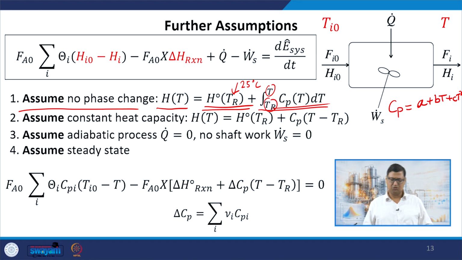And when that is true, we can use an assumption that the heat capacity is constant, and in that case we are going to have basically something like this. We have dropped the integration, and going further, if I assume that the process is adiabatic, in that case I can drop this q dot term.